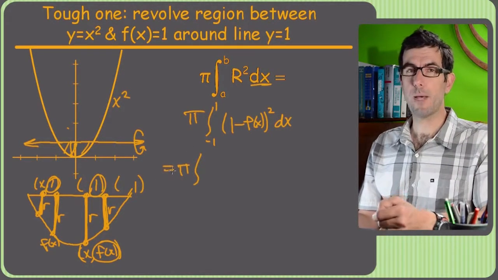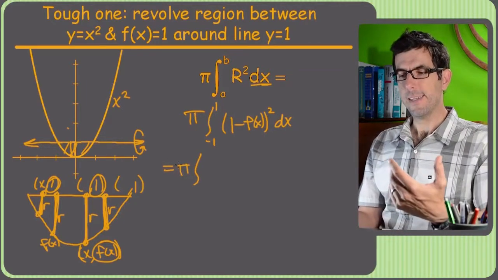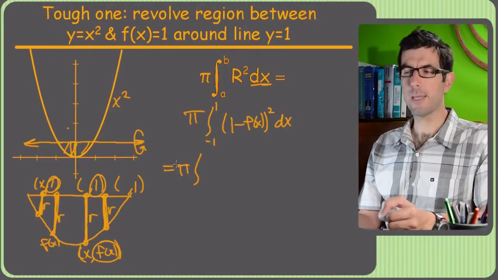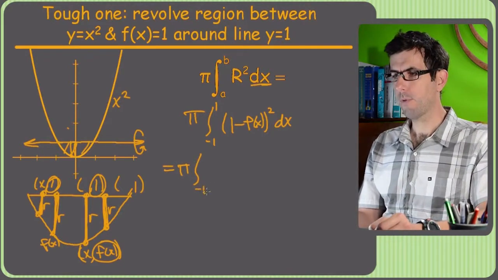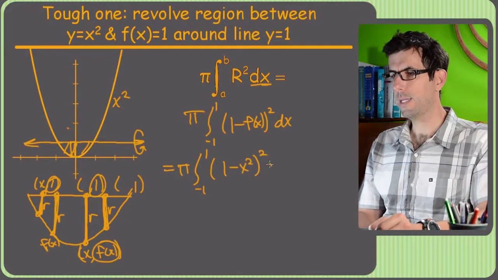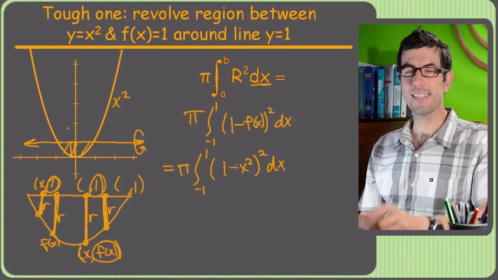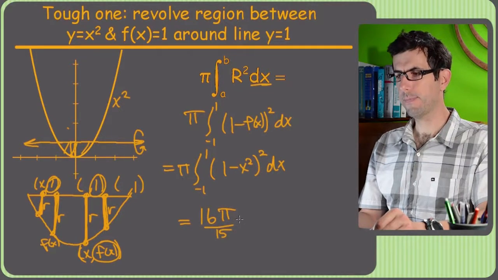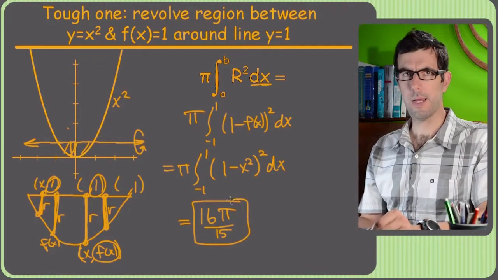So the next video is about washer and shell. Those are usually harder problems, so I'm going to show you some plug and chug ways to get through those. But the integral from -1 to 1 of 1 minus x squared dx. And at this point it actually ends up being the exact same problem we worked last time. And of course, as we've seen, that turns into 16 pi over 15. All right, pretty cool, right?